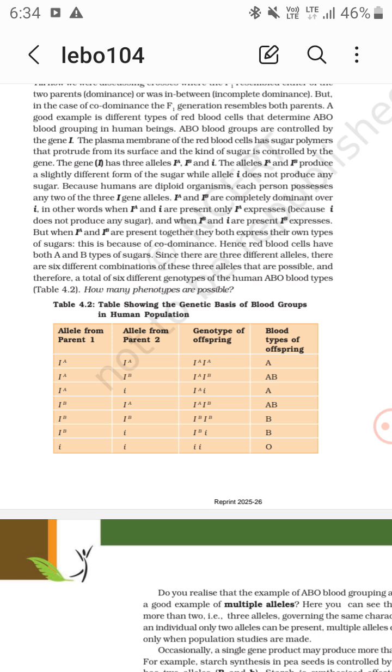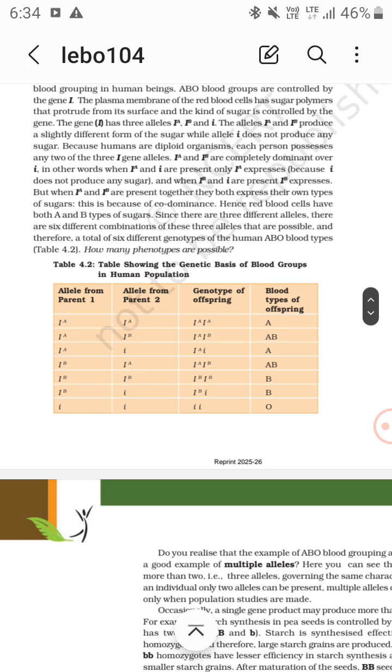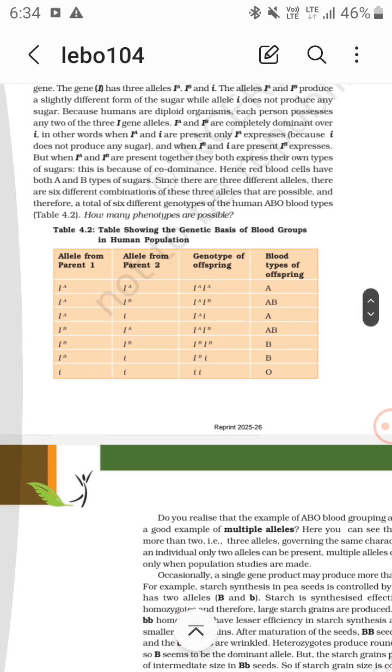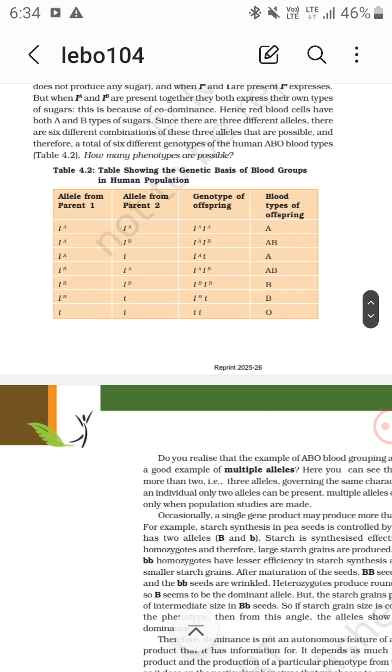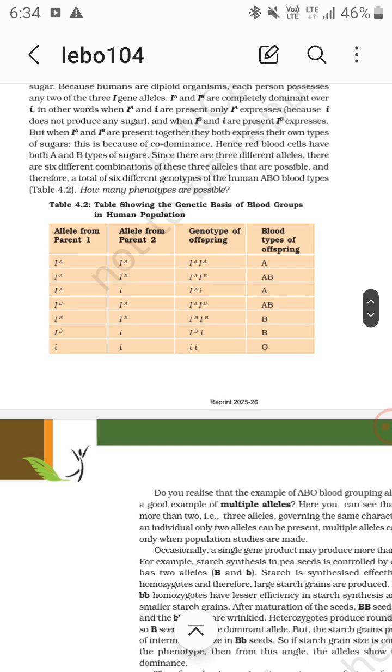Three different alleles, and six different combinations of these three alleles are possible. So six different genotypes of the human ABO group. You can see the six different genotypes: IA IA, that is A; IA IB, that is AB; IA i, that is A; IB IB, that is B; IB i, that is B; and ii, that is O. As you can see, 1, 2, 3, 4, 5, 6, six different genotypes.